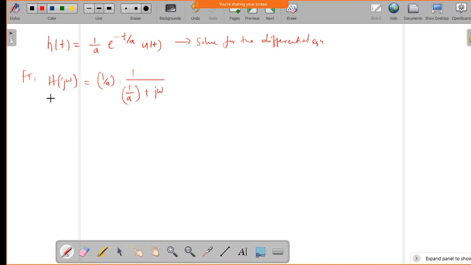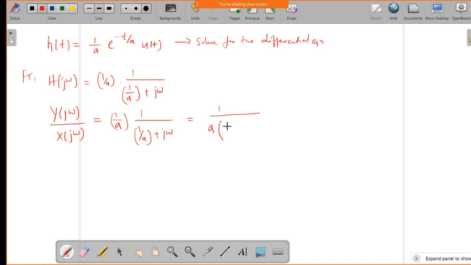Now we know that h of j omega is nothing but y of j omega by x of j omega. That is equated to 1 by a into 1 over 1 by a plus j omega. Now we can cancel 1 by a, or take a common: you get a into 1 plus a j omega divided by a. The a's cancel each other and you get 1 plus a into j omega. So this is the final h of j omega.